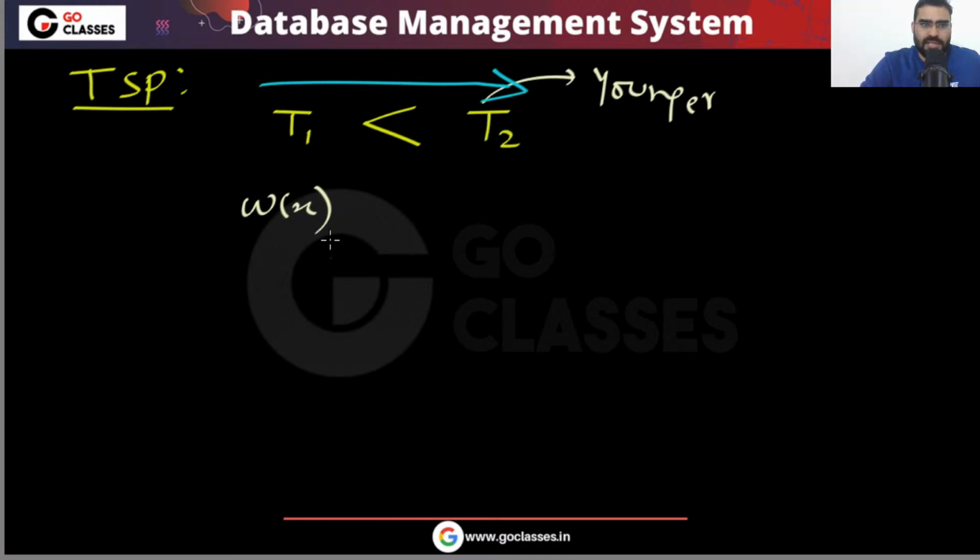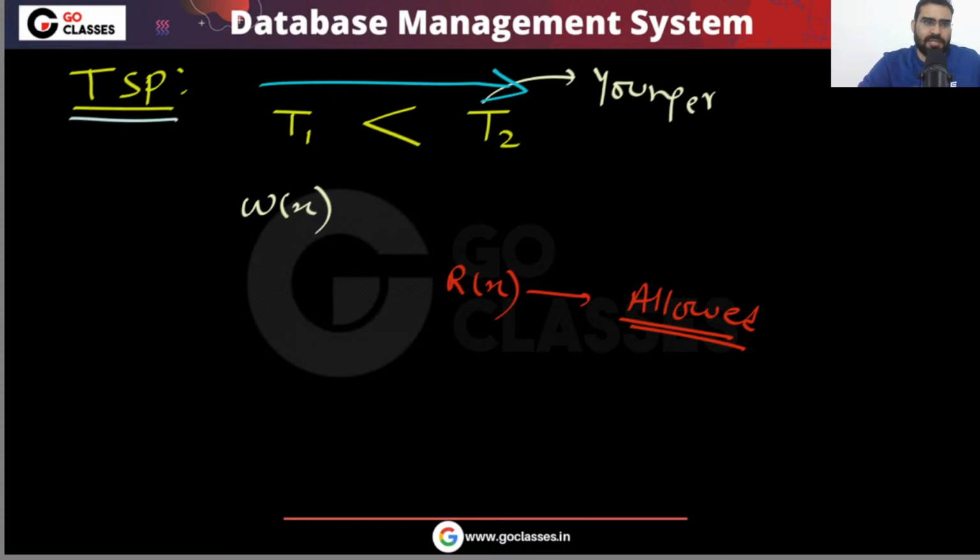So in this timestamp protocol, if T1 writes item X, then no problem, T2 can read item X. Okay, there is no problem. This will be allowed. You can easily see this will be allowed in the timestamp protocol.